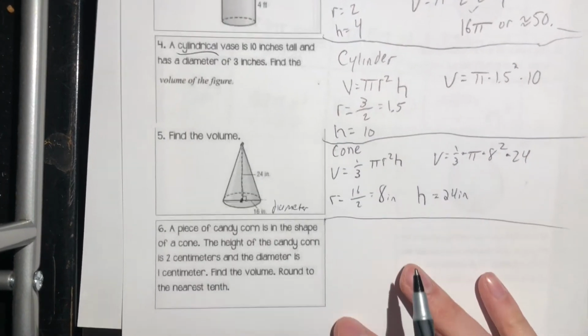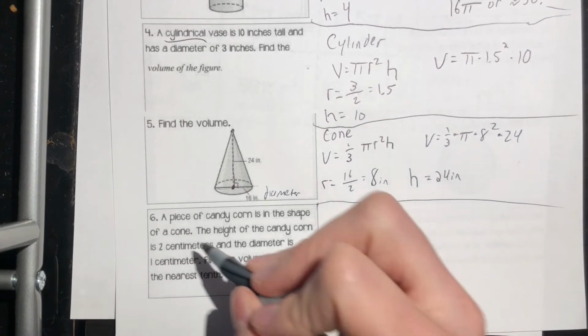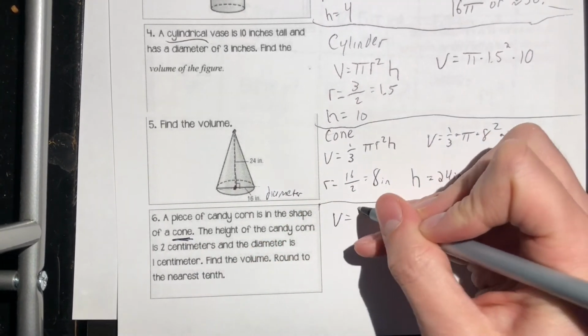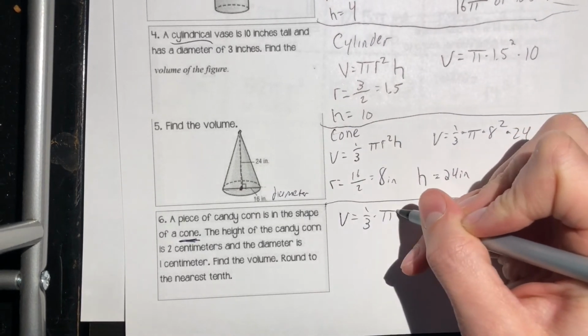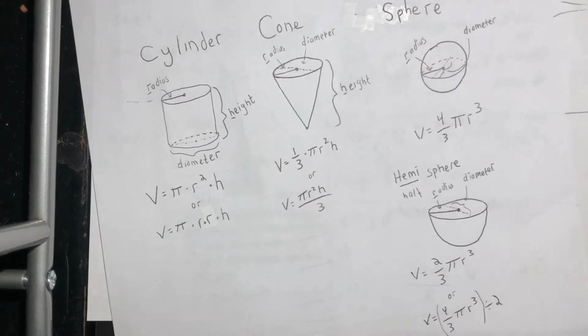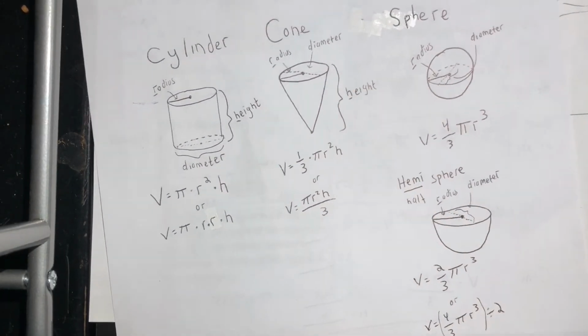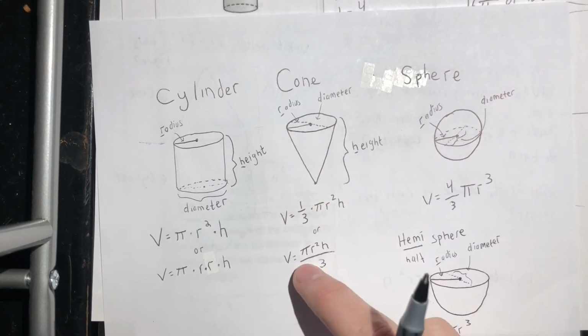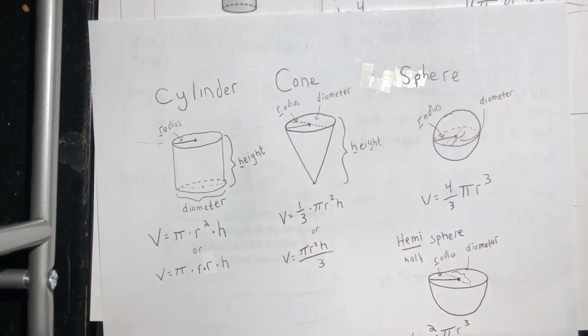All right, so a piece of candy corn is in the shape of a cone. I've got a cone down here for number 6. I could try it on my own if I wanted to. 1/3 pi r squared height. And again, I could look at my formula sheet if I want to. Here is my formula sheet from the first video. I'll post this as well. 1/3 pi r squared height, or pi r squared height divided by 3.